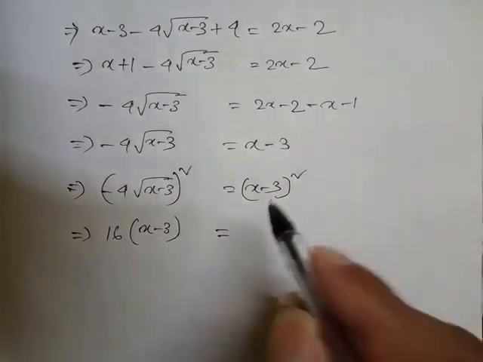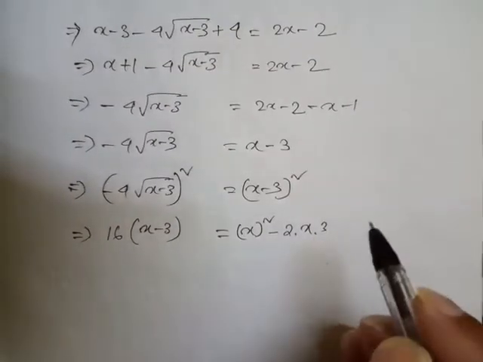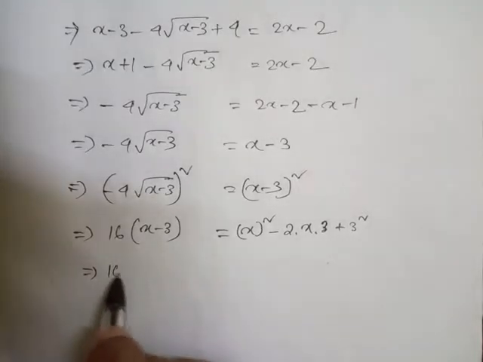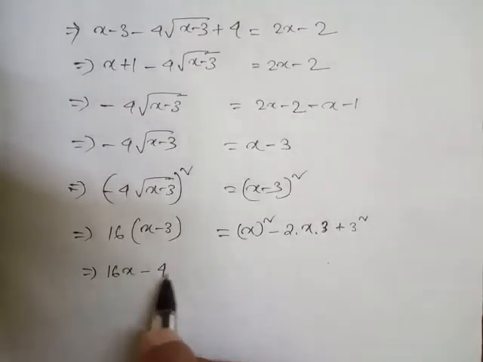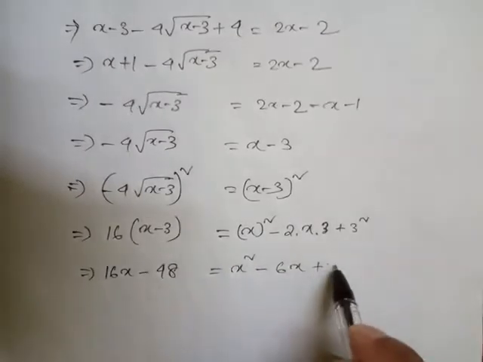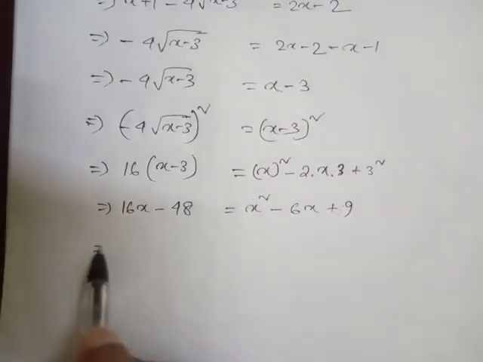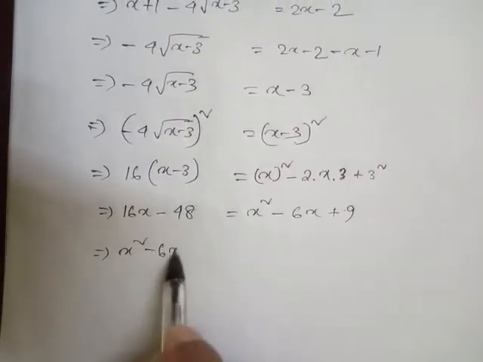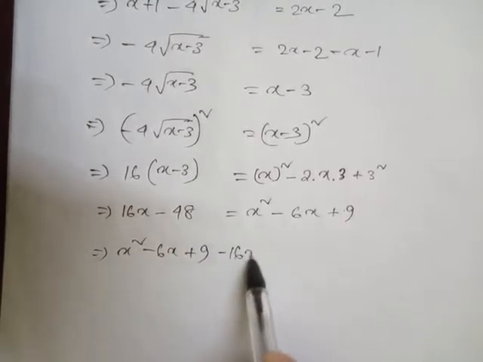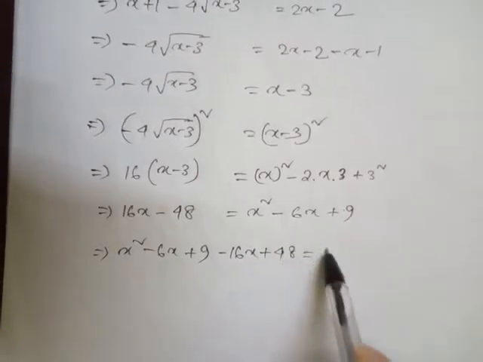And here we're going to apply the formula (a minus b) squared equals a squared minus 2ab plus b squared. Now look here, after that 16 into x, and 3 into 16 is 48. Now here x squared, and 2 times 3 is 6x, and 3 squared is 9. Now how to solve this? Look here now. Next would be x squared minus 6x plus 9, then minus 16x, and minus 40 will be here, so plus 48 equal to 0.